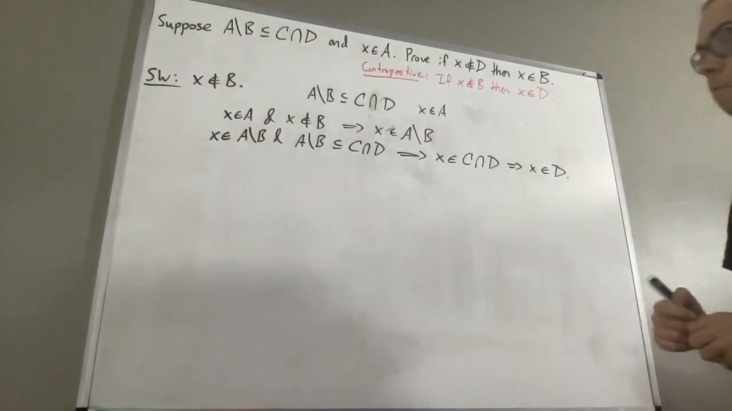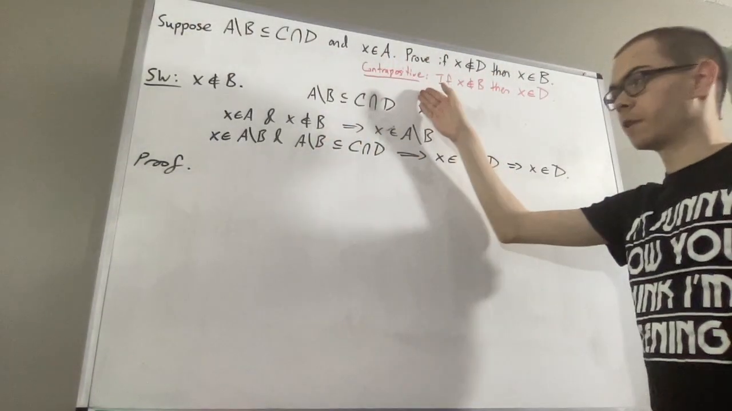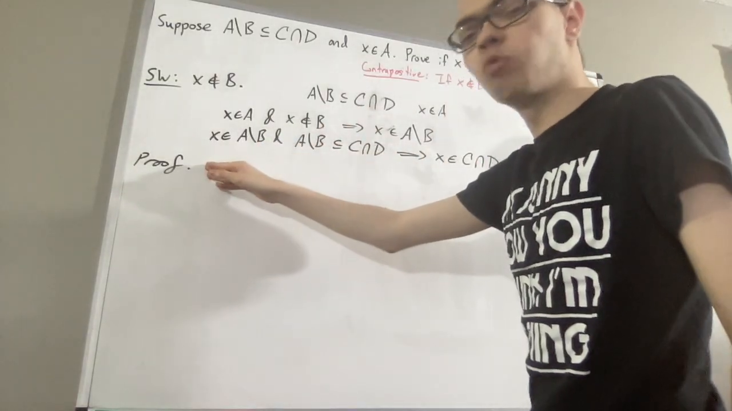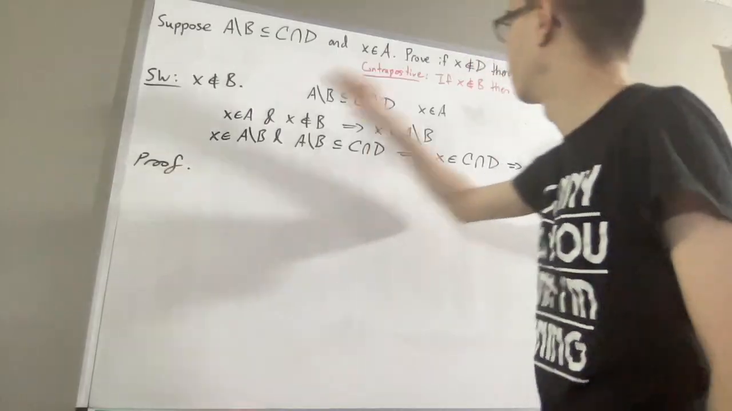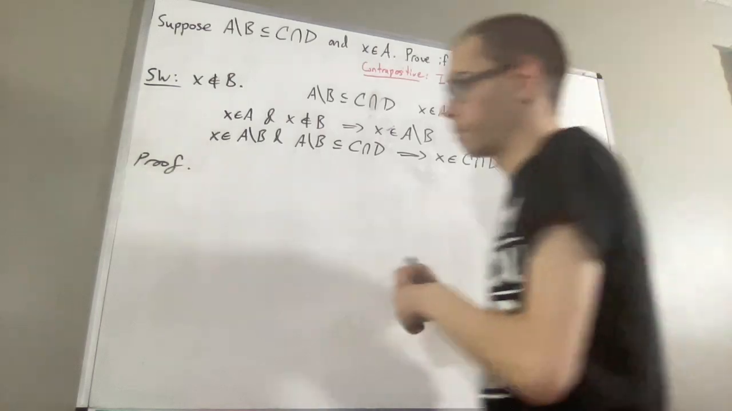So we're ready to write the proof. Because we're doing a proof by contrapositive, to start the proof, let's first state that we're going to prove the contrapositive of this statement. Right? I'm just going to write, we're proving the contrapositive.